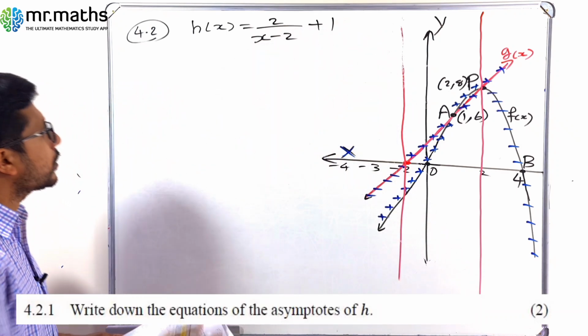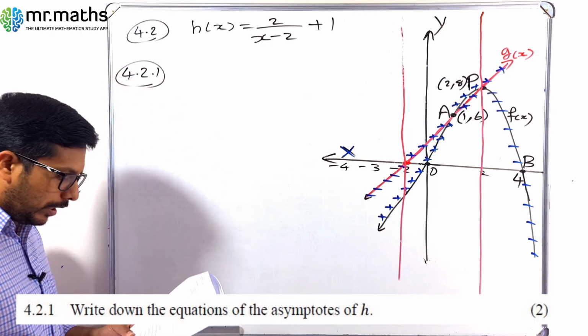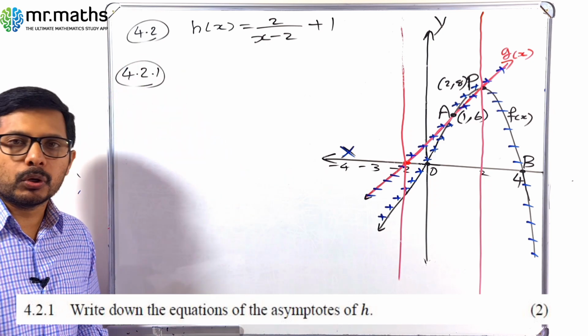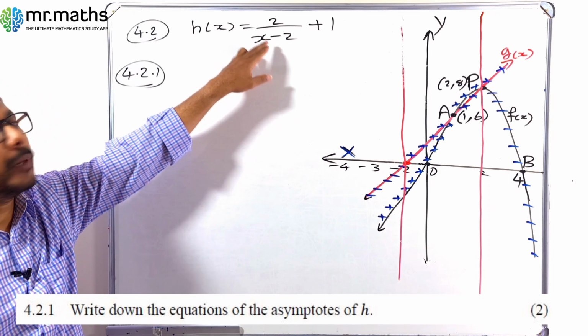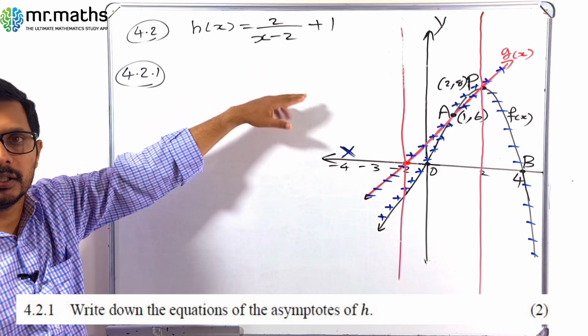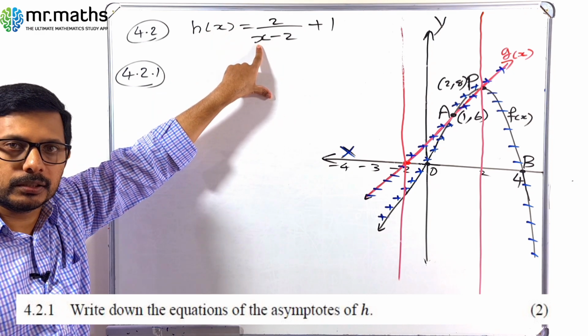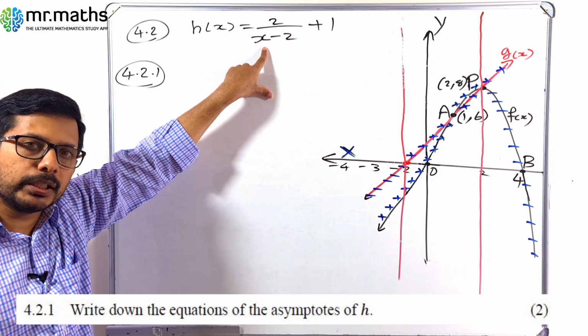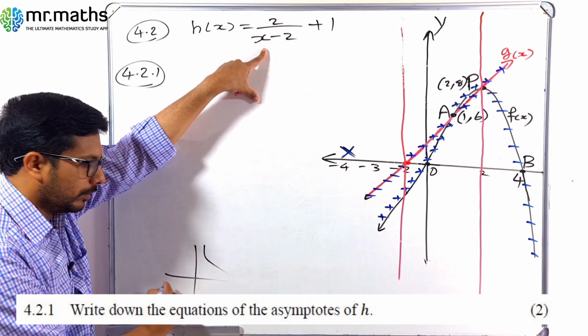And what is the first question? 4.2.1. Write down the equation of the asymptotes of h. So what type of graph is this? 2 divided by x minus 2 plus 1. That means the variable is in the denominator. So when the variable is in the denominator, it is a hyperbolic function like this.